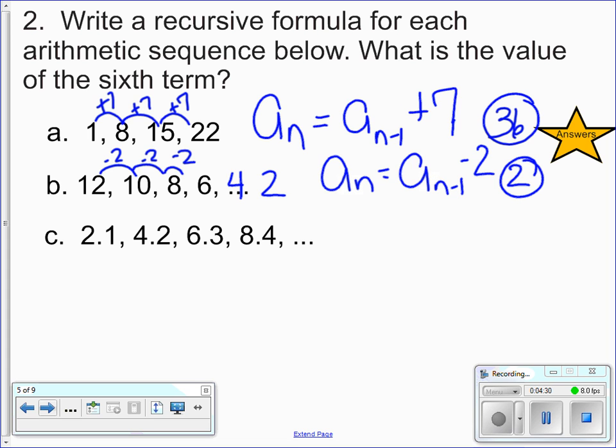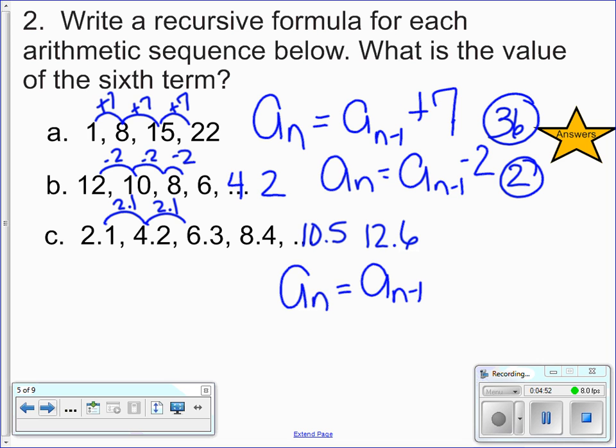In this third one, this is going up by 2.1. Each time it goes up by 2.1. So the next number would be 10.5, and the one after that would be 12.6. So my formula would say a sub n equals a sub n minus 1 plus 2.1. And my 6th term is 12.6.